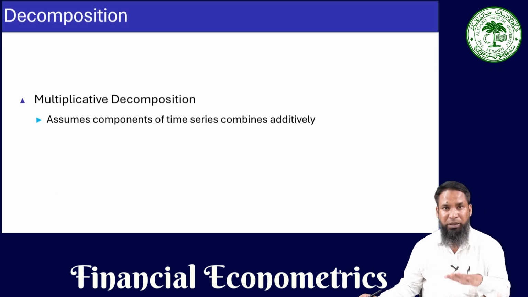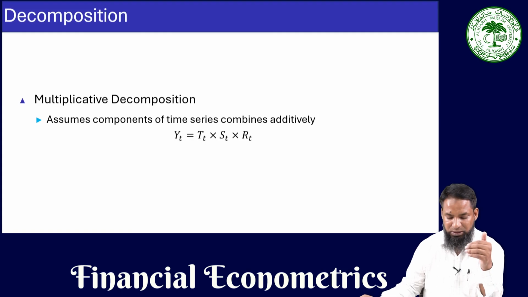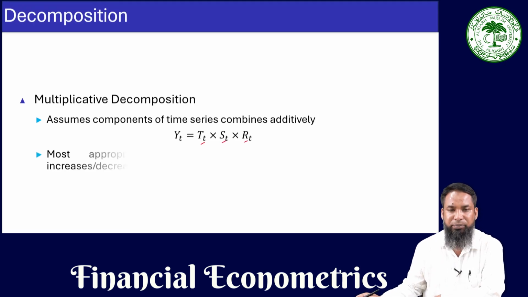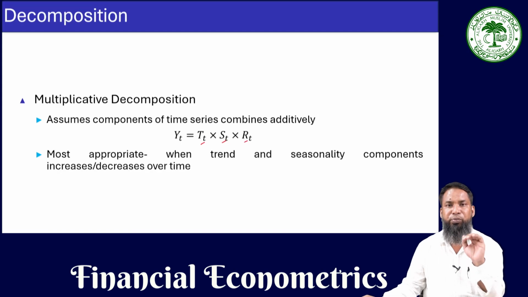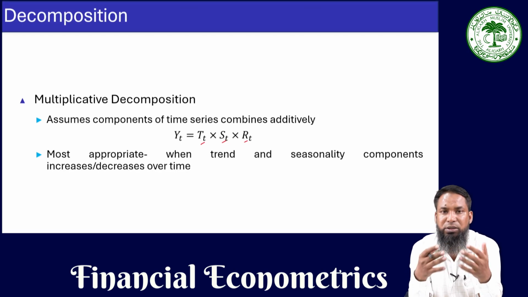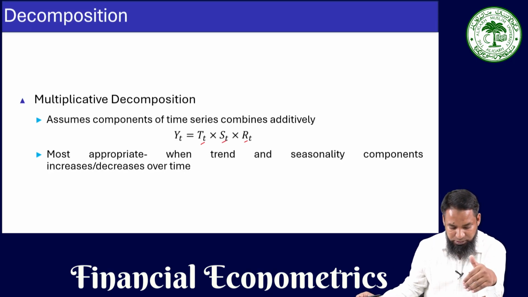Similarly, we have multiplicative decomposition, where we assume that the components are combined multiplicatively, that is, yt is equal to trend multiplied by seasonal multiplied by the random component. So this will be the most appropriate when the trend and the seasonality components increase or decrease over time. Let us repeat the same method on the Nifty.